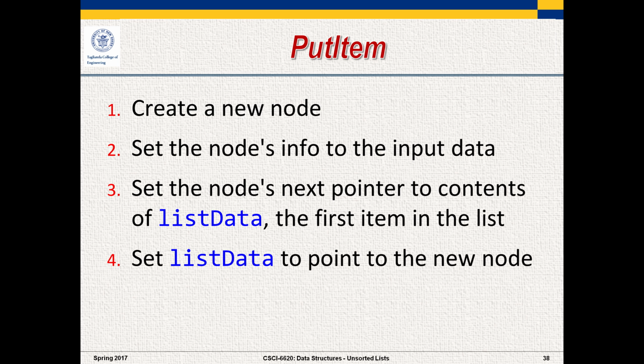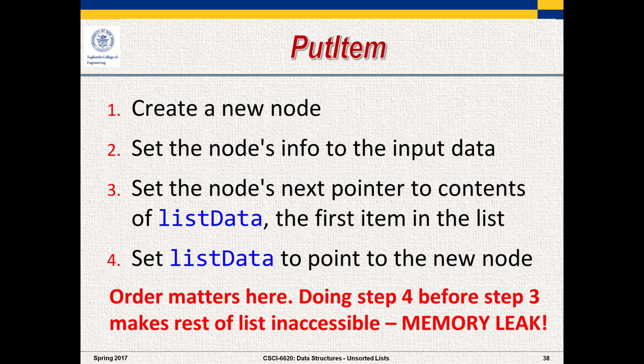And then list data is set to point to the new node, and you have to be careful. Order matters in doing this. If you do step 4 before you do step 3, if you think about it for a second, you've just made the rest of the list inaccessible. Okay, you no longer have a handle on the rest of the list because you did these things out of order. So that is, of course, a memory leak. In other words, you would have lost access to all of the rest of the nodes on the list if you did this backwards.